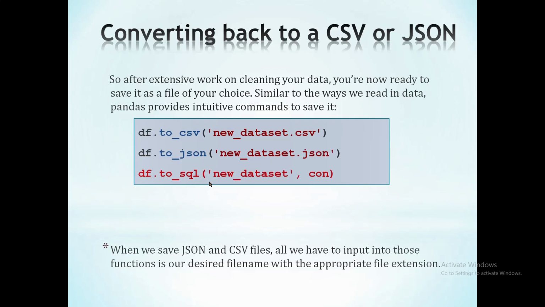Then converting is also possible to a CSV file or JSON file. So we have to use the function to underscore the type of representation. For example, if it is a CSV, you have to give it as CSV. If you want to convert it into JSON, then you have to give it as JSON. When we save JSON and CSV files, all we have to input is our desirable file name, and the appropriate file extension is a must.